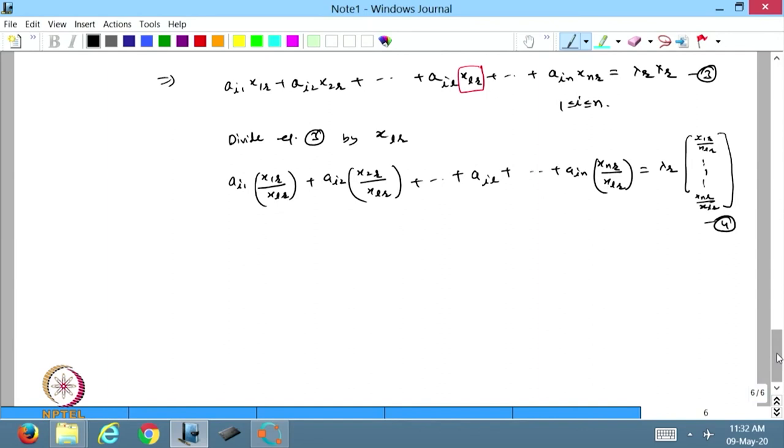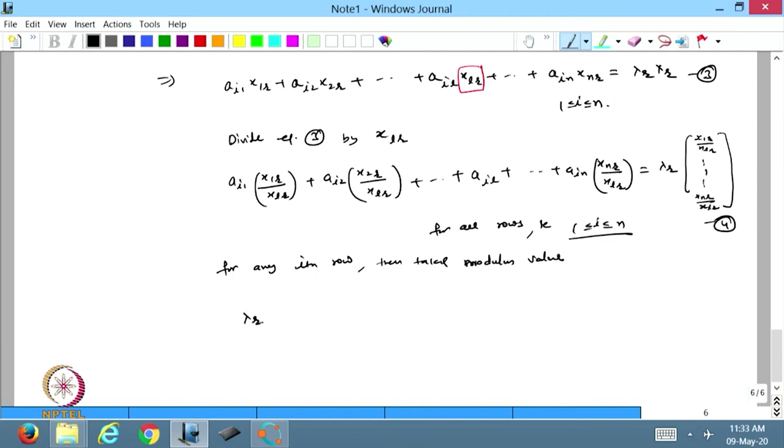Now, this is true for all rows, that is, I is moving from 1 to n. For any ith row, first I choose the ith row and take the modulus value. So, I will get lambda r, and then X I r divided by X L r, and then I am taking the modulus value.